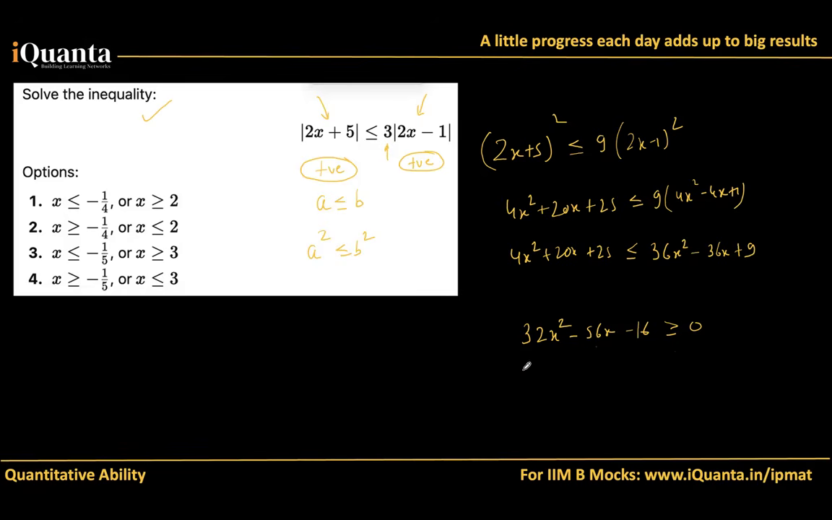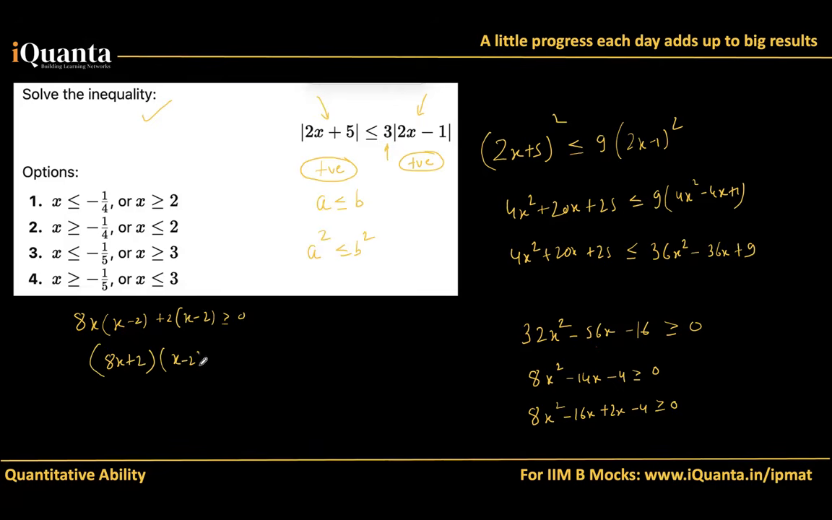Now we can take 4 common further, so we get 8x square minus 14x minus 4 greater than or equal to 0. Now 8 times 4 is 32. We have to split this 14 into two terms so that we are able to factorize it. Obviously 8x square minus 16x plus 2x minus 4 greater than or equal to 0 will be the factorization. From here I get 8x into x minus 2, then plus 2 into x minus 2 greater than or equal to 0, and we get 8x plus 2 into x minus 2 greater than or equal to 0.